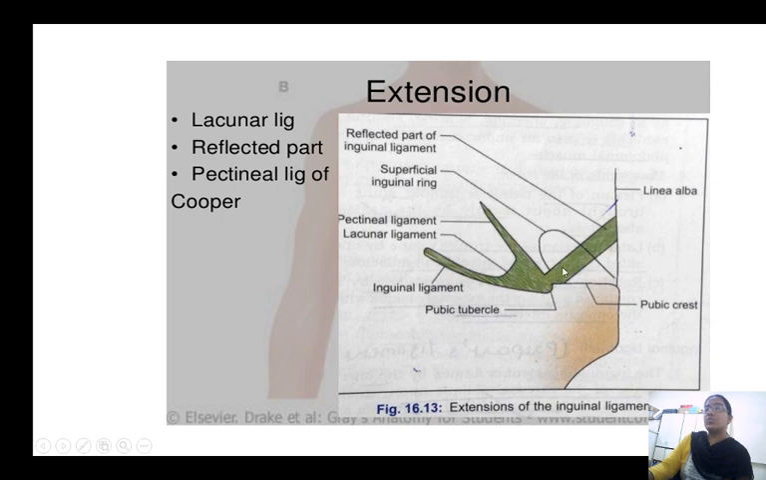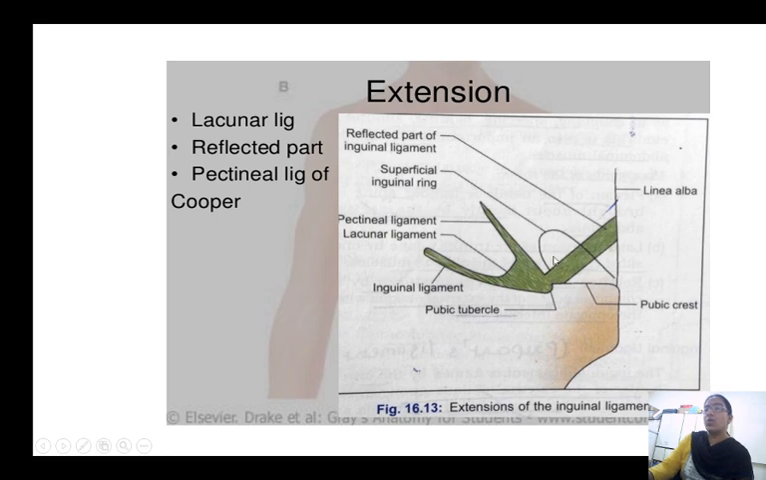In the same way, as these fibers go upward, forward and medially, the fibers from the opposite side also come and insert into the linea alba. So the reflected part of the inguinal ligament of this side and that of the other side both join at the linea alba.